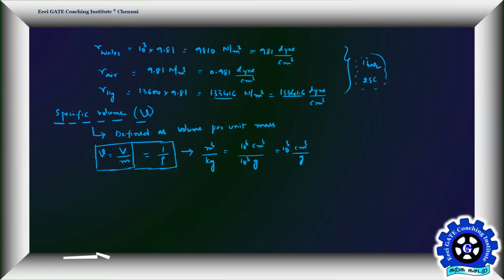Similar kind of conversions can be done for water and air. Suppose I take water, the specific volume of water is equal to 10 power minus 3, because of 1 by rho. And similarly, the specific volume of air, it was 1. So again, it is 1.